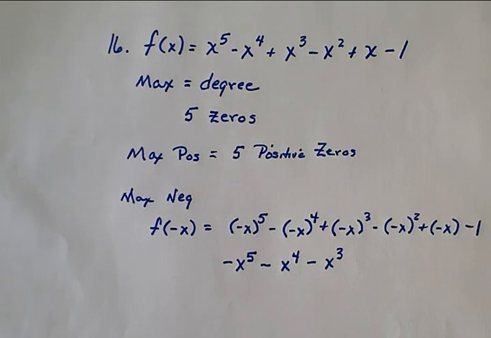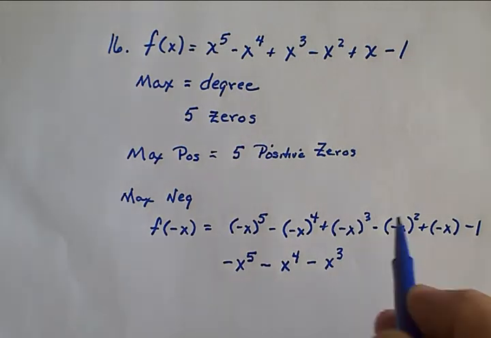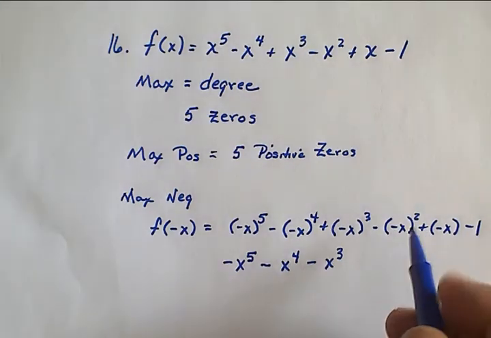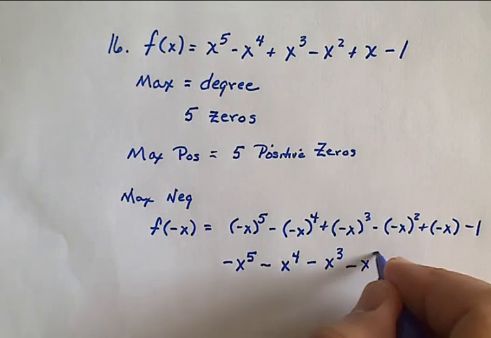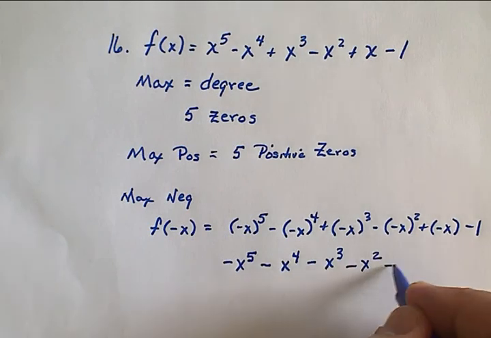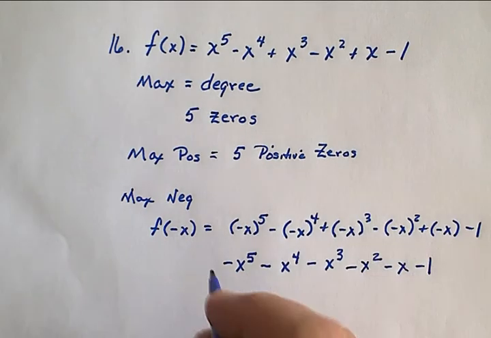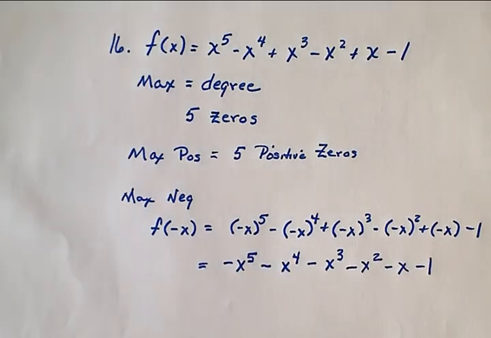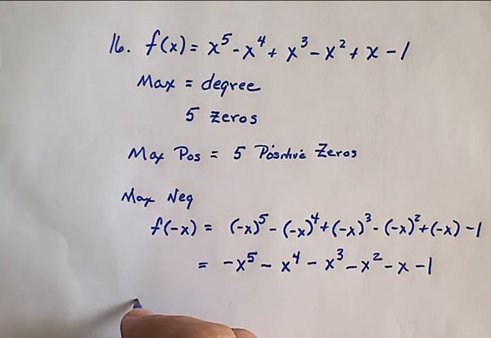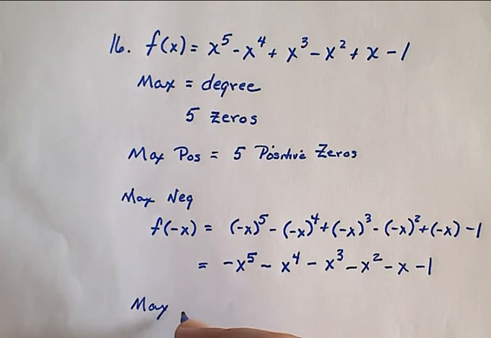Okay, so then continuing down the line, the negative x squared turns positive, so you got minus x squared and a minus x and a minus 1. Now that I've changed the equation to f of negative x, count the sign changes. Well, they're all negative, so there aren't any. So the maximum number of negative zeros is 0.